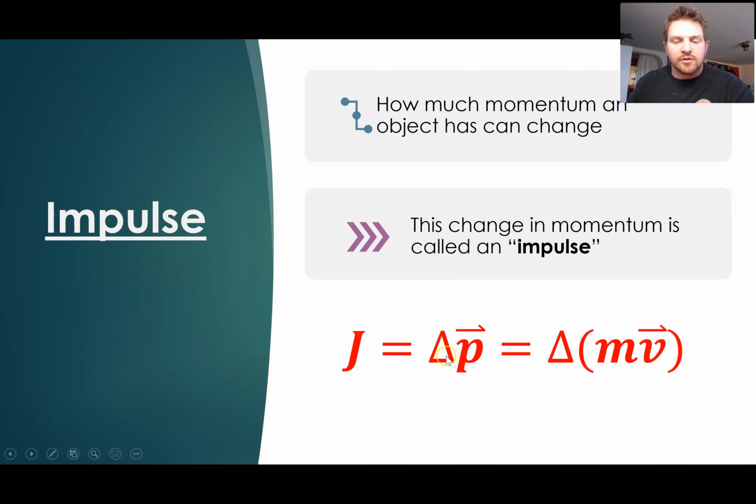So a change of momentum. Remember, the Greek letter delta is our symbol for change, so change in momentum means we could have a change in any of these things. It could be a change in the mass or a change in the velocity, so that's why both of those are in the parentheses.